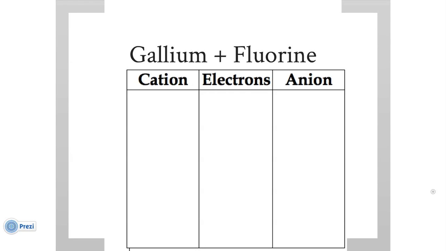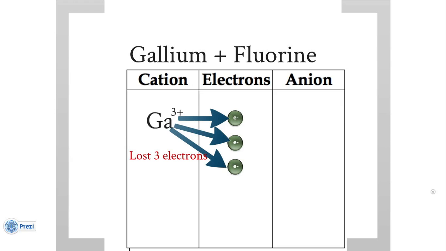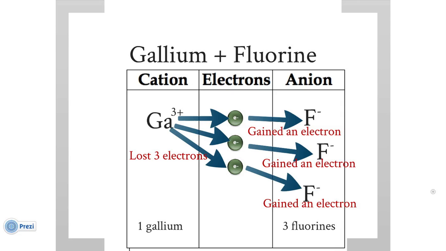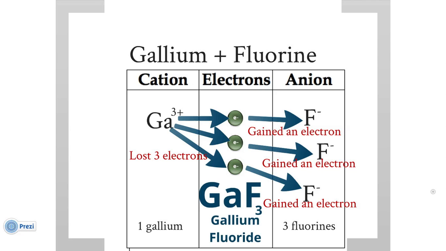Gallium and fluorine. We'll start with gallium, which has the higher magnitude of charge with +3. Fluorine only has -1. Gallium is going to lose 3 electrons. Now each of those electrons will be gained by a fluorine anion. So at the end we have 1 gallium, we have 3 fluorines with a formula of GaF3, gallium fluoride.